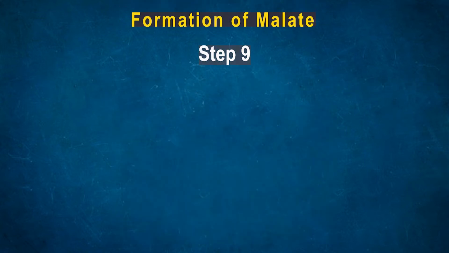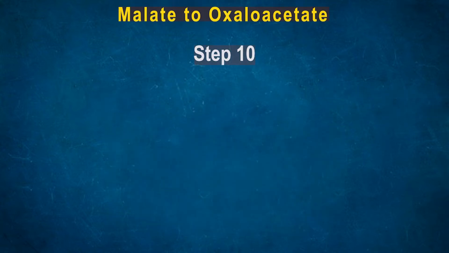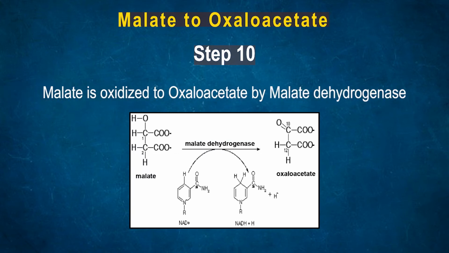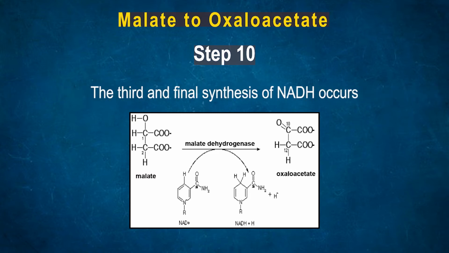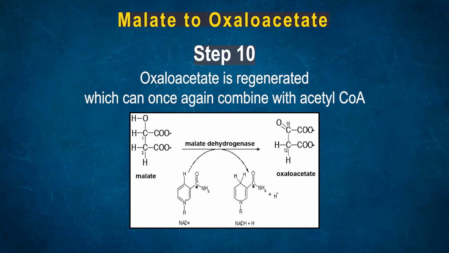Step 9. Formation of malate. The enzyme fumarase catalyzes the conversion of fumarate to malate with the addition of water. Step 10. Conversion of malate to oxaloacetate. Malate is then oxidized to oxaloacetate by malate dehydrogenase. The third and final synthesis of NADH occurs at this stage. The oxaloacetate is regenerated, which can once again combine with another molecule of acetyl-CoA and continue the cycle.